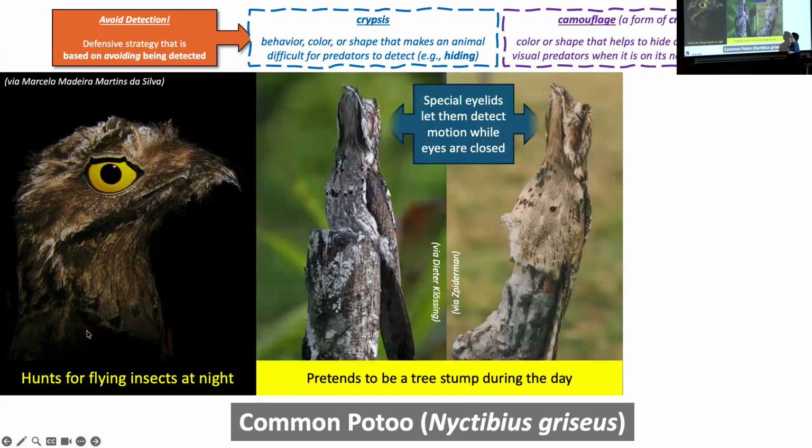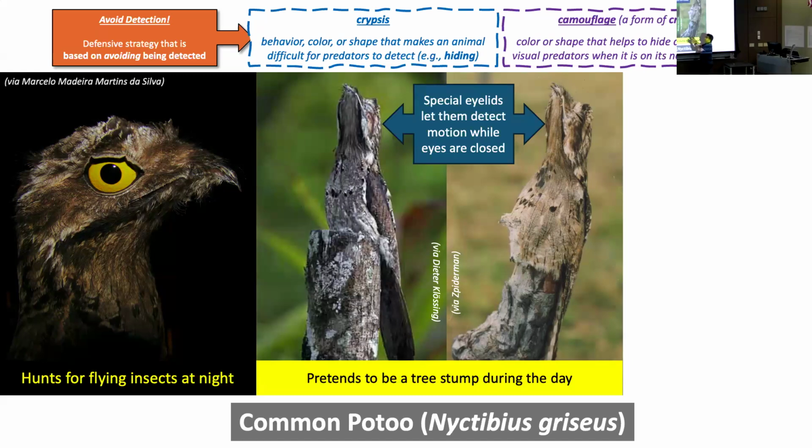So it pretends to be a tree stump during the day. So here's a real tree stump. Here's the potoo. So it's pretty cool that if you happen to catch it with its head down during the day and you get a little bit close to it, it will very slowly lift its head up and close its eyes. It won't snap it, it just sort of slowly does that and closes its eyes. And then, oh, look, it's just a tree stump. So another example here.